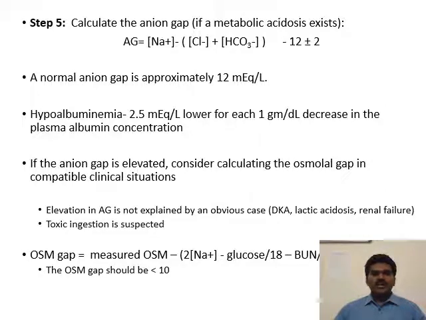If hypoalbuminemia exists, for every 1 gram percent decrease in albumin, you need to add 2.5 milliequivalents per liter to the calculated anion gap to attain the actual anion gap. If the anion gap is elevated, consider calculating the osmolar gap. If the elevation in anion gap is not explained by an obvious cause like lactic acidosis or renal failure, you need to look for toxic ingestion. Osmolar gap is equal to measured osmolality minus calculated osmolality. Osmolar gap should be less than 10.